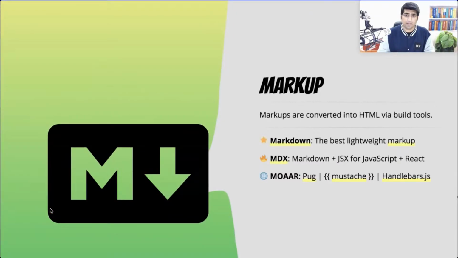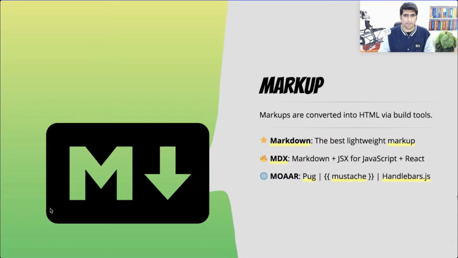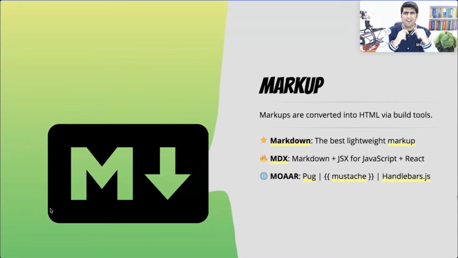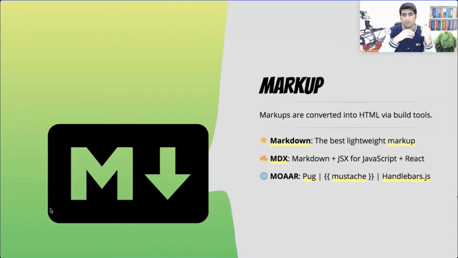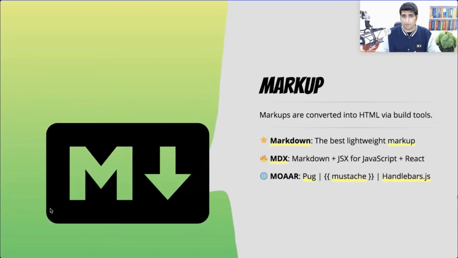And then the third component of Jamstack is markup. I think this is the most ignored component. I don't know why, but I really love Markdown. Markdown is a sort of markup which is converted to HTML at build time. And I use Markdown everywhere. You can use MDX, Pug, Mustache, Handlebars, whichever fits the build for you.